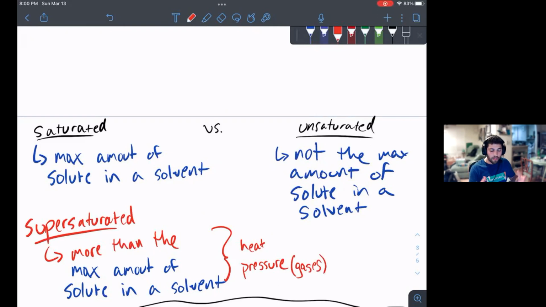And you actually see this every day with a soda. When you open a soda and it goes, that is actually the sound of the gas escaping because pressure had supersaturated that solution with gas.